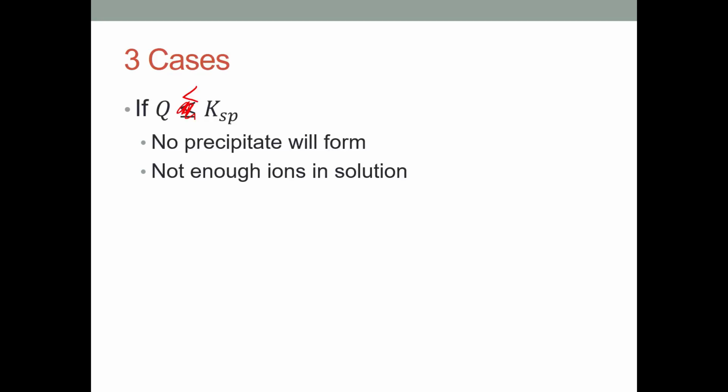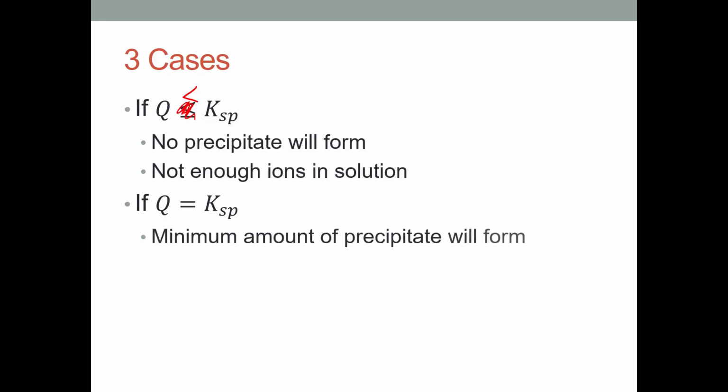So things stay in solution. No precipitate gets formed. If Q is equivalent to KSP, there is just enough of each ion present to cause a minimum amount of the solid to form. It would look cloudy, but still somewhat clear. You wouldn't see huge chunks of it in the solution.